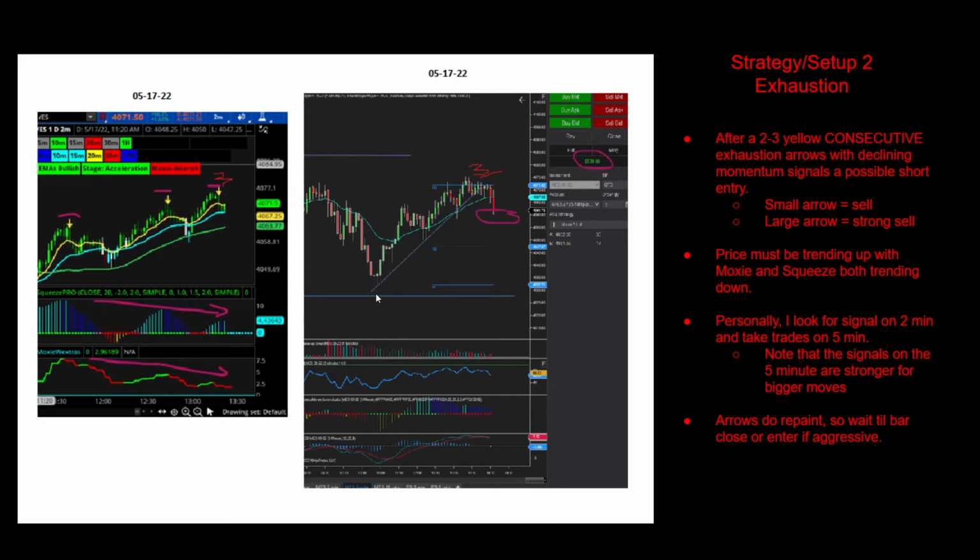I also wanted to point out we had this trend break too. So when you get this trend break on top of having these exhaustion arrows, you usually get a pretty big move. And we're in a squeeze here. If you watch my other videos, you know what the squeeze is.